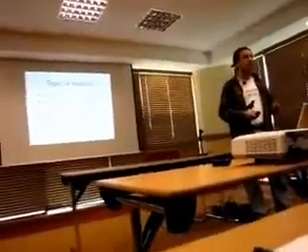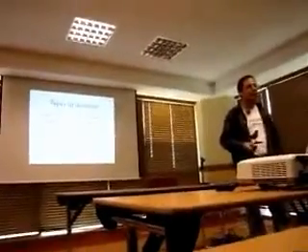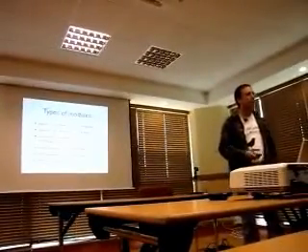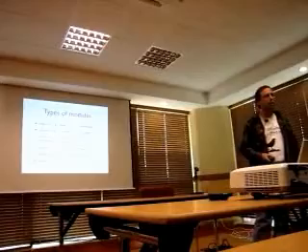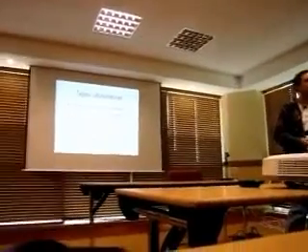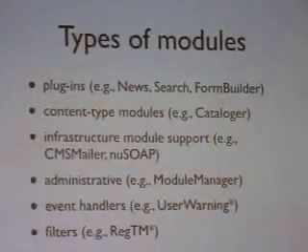Modules that create their own content types, like cataloger. There's infrastructural modules. These are the ones that you see in the menu and you never know what they're there for. CMS mailer. Sometimes you use, I've never clicked on new soap in 5 or 6 years of working with this stuff, but that's an infrastructural module. There's administrative modules, such as module manager. And then there's two kinds that you don't see very much of, event handlers.